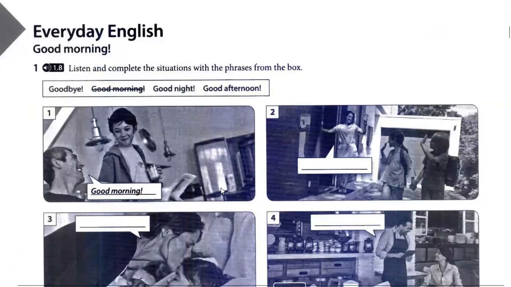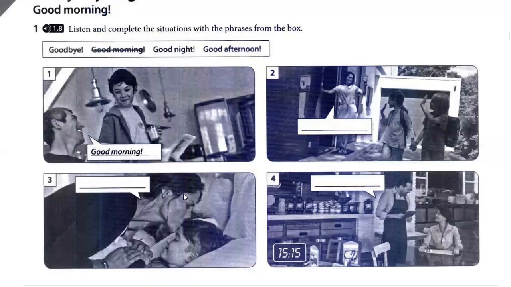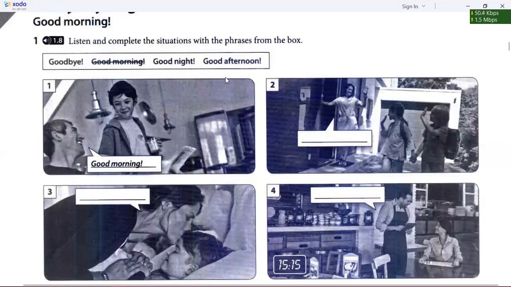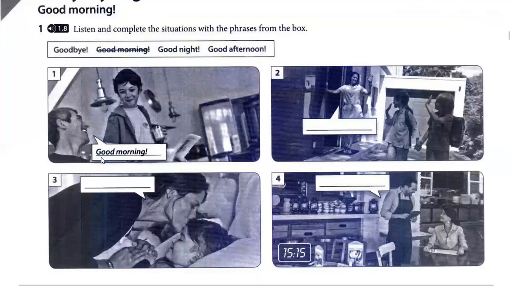Everyday English. Good morning. Listen and complete the situations with the phrases from the box. So you have these phrases. You need to use these phrases to fill these blanks. Next student, Tahmida. Yes, sir. Read this one. Good morning.